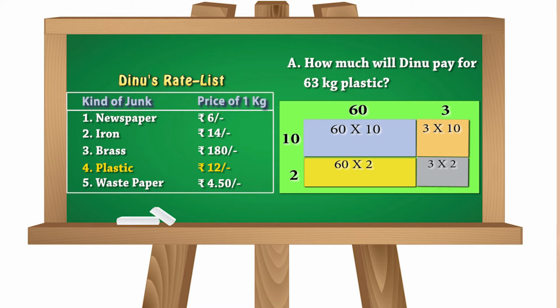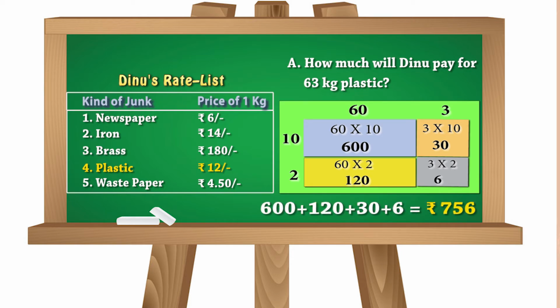So, I get the product of each of these boxes. In the first box I get 600, in the second box I obtain 30, in the third box I get 120, and in the fourth box I get 6. Now, what should I do? I need to add all these 4 boxes in order, and the total sum I get is 756 rupees. So, this is the box method that you have learnt in class 3. You can use this approach or any other method of computing which you feel is easier for you to understand.